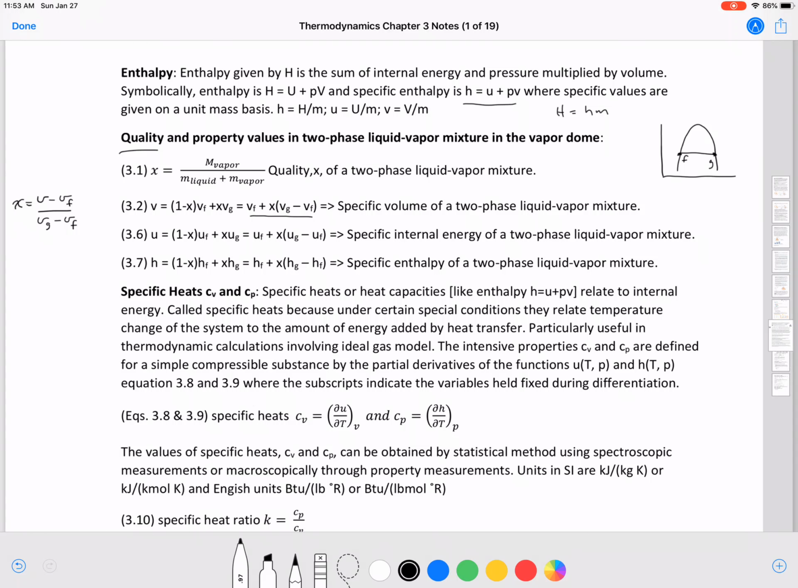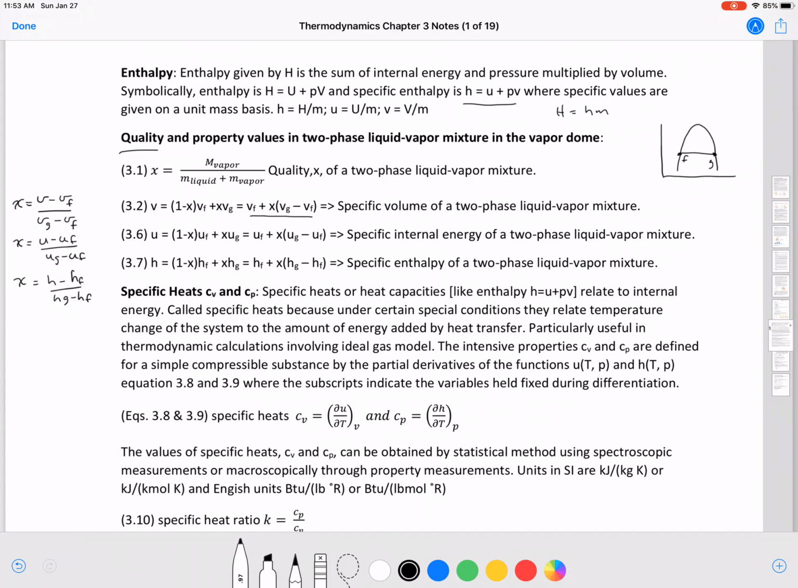So if we're given a specific volume, and we can look up on our tables the saturated liquid specific volume and the saturated vapor specific volume, so the vf and the vg, we can look those up on a table. And if we're given another specific volume, then we can find x using that. And likewise, if we're given internal energy, we can use that, x equals u minus uf over ug minus uf, or x equals h minus hf over hg minus hf.